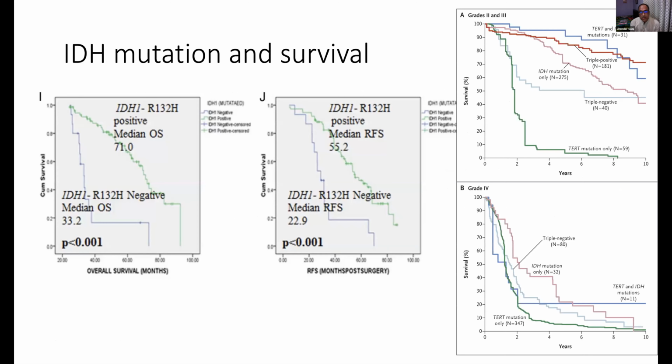And what is its clinical relevance? You can see here clearly that those which are IDH mutation positive cases are surviving much, much better compared to those which are wild type. And this is another study which came in NEJM in 2015, looking at the mutation status and survival in high grade tumors as well as grade 2 and 3 tumors.